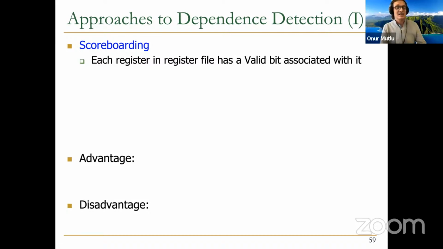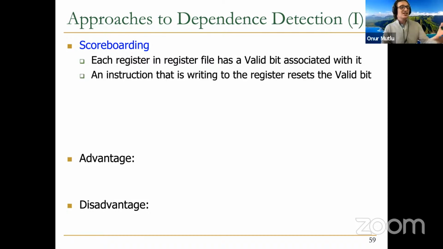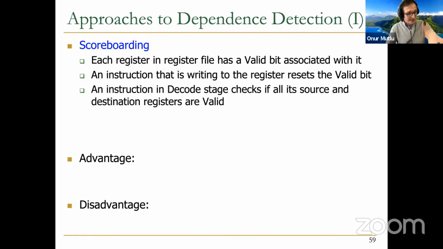Each register in the register file has a valid bit associated with it. An instruction in the decode stage, when it's supposed to write to the register file, resets the valid bit when it's being decoded. The valid bit becomes 0, saying that I'm going to write to this particular register later in the pipeline. And another instruction that later comes to the decode stage checks if all its source and destination registers are valid. Now, if that's the case, then it can continue. It can read the register file, right? No problem, because nobody's going to write to that register. Nobody said, I'm going to write to that register, wait for me until I write to the register.